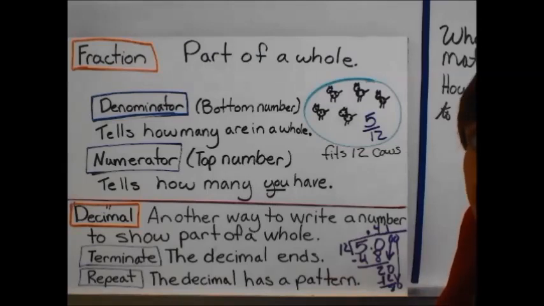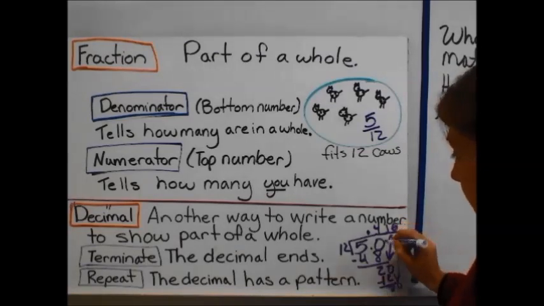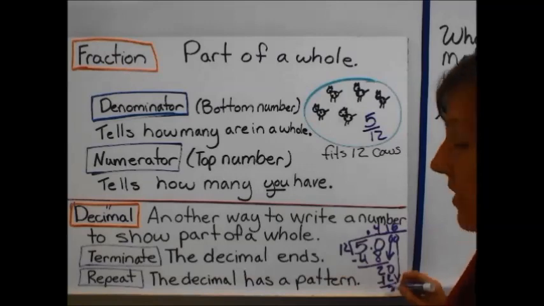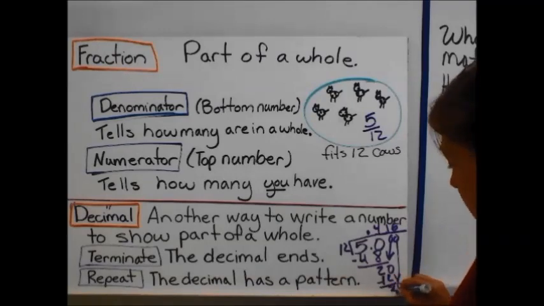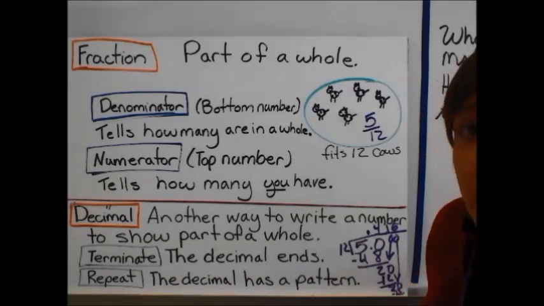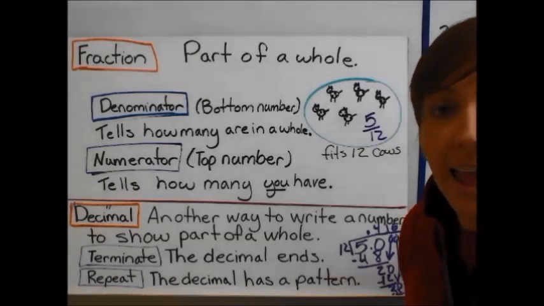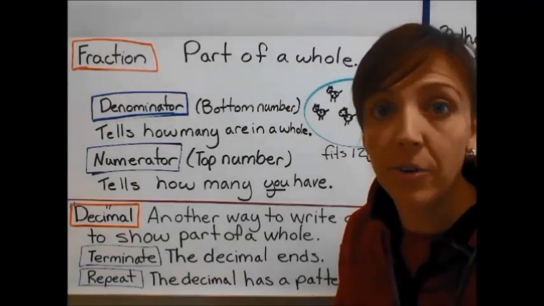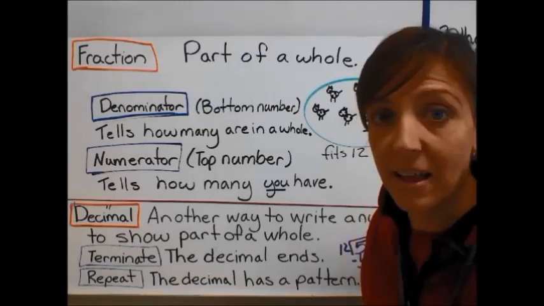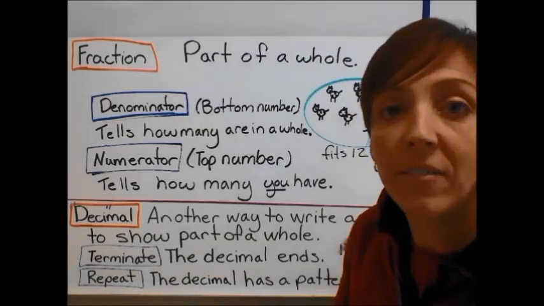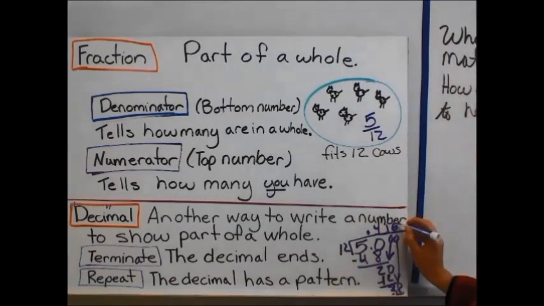12 goes into 80 6 times, which gives us 72. When I subtract 72 from 80, I get 8, and I would bring down a 0, and I know, because I just sat here and divided it, 12 into 80 goes 6 times. That tells me that this 6 is going to repeat. So I'm going to put bar notation over top of the 6 because it is a repeating 6.